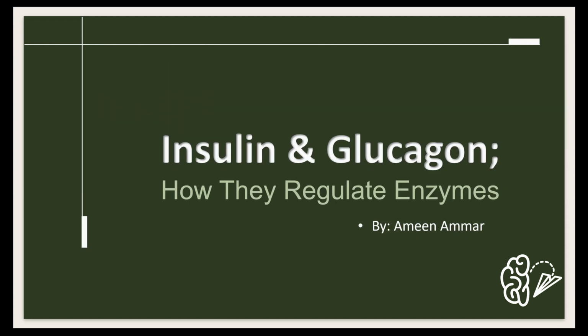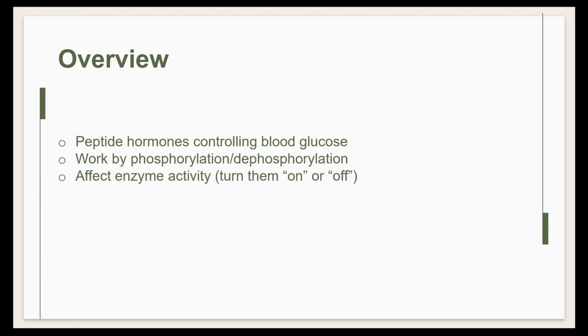I am Ameen Ammar, and in this video I'll be explaining the mechanism of actions of the hormones insulin and glucagon and how they regulate the enzymes in our body in order to maintain the blood glucose within the normal limit. So starting with a quick overview, both insulin and glucagon are peptide hormones, and they work by either adding or removing a phosphate group from the subsequent enzymes, and this addition or removal of phosphate group will result in either activation or inactivation of that enzyme.